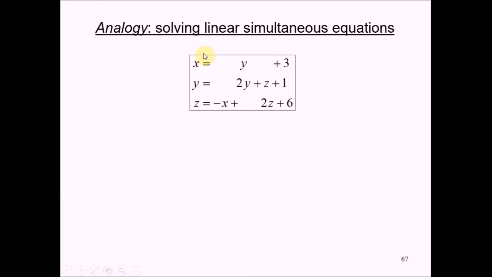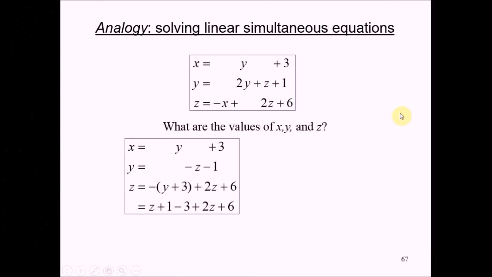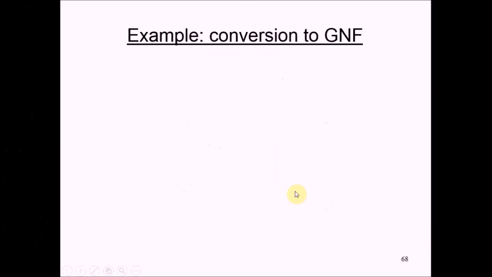Now what's the analogy of GNF? We can use it in solving linear simultaneous equations. For example, here x is equal to y plus 3, y is equal to 2y plus z plus 1, and z is equal to minus x plus 2z plus 6. So we will find the values of x, y and z by using these equations. Here what we are doing is just back substituting the values of x and y in z, and we are getting the values z equal to -2, y equal to 1, and x equal to 4.